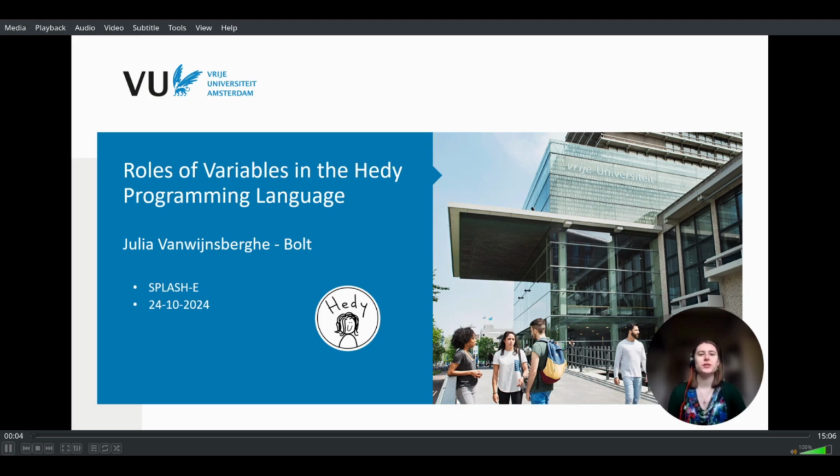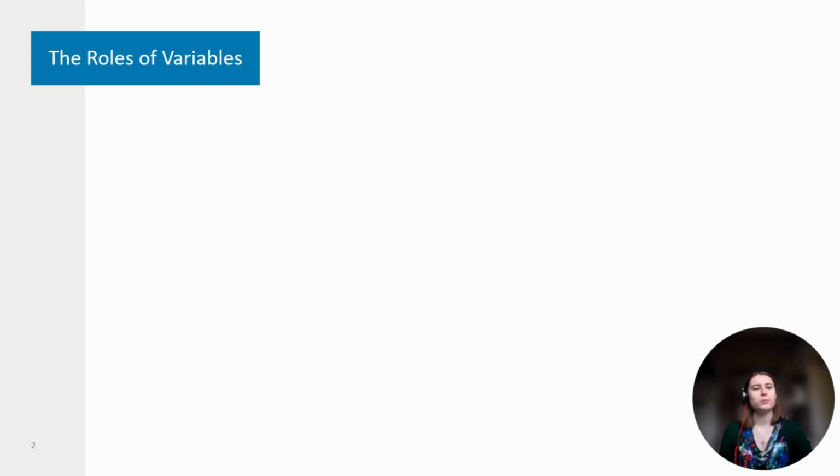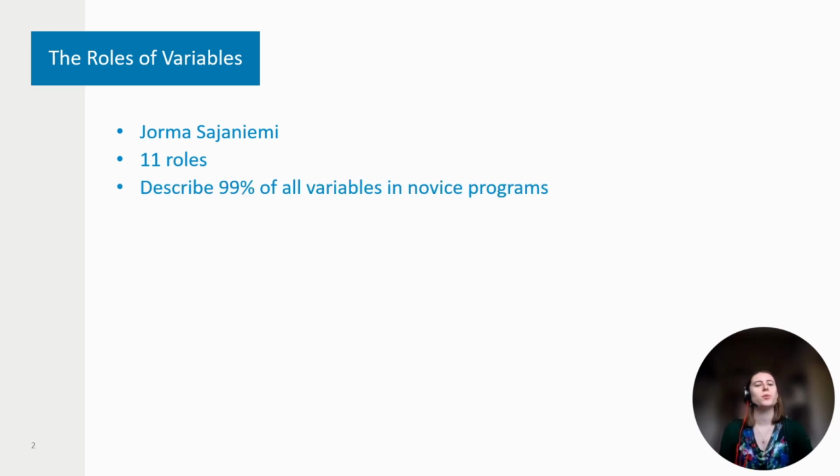A PhD student at the Vrije Universiteit in Amsterdam, and I'm also presenting from the Netherlands now. And I'm going to talk to you about the roles of variables in the Hedy programming language. The roles of variables is a framework that was created by Jorma Sajaniemi, a researcher from Finland, and it consists of 11 roles. And with only these 11 roles, we can describe 99% of all the variables in novice programs.